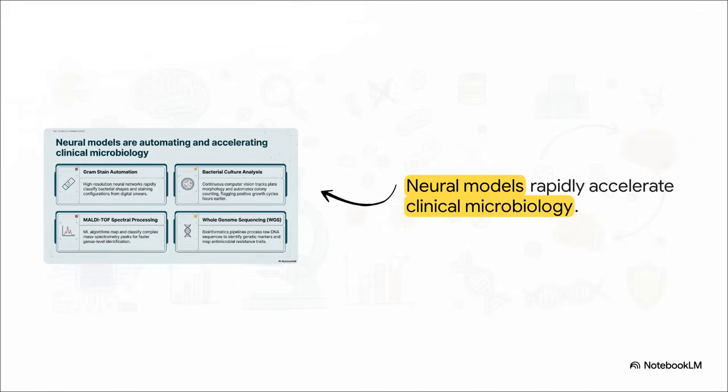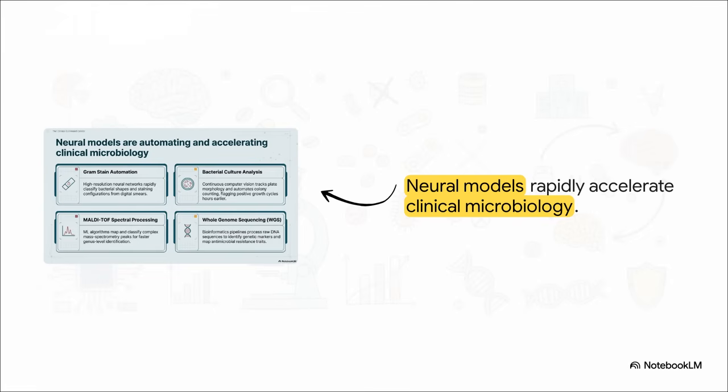I mean, we are literally seeing high-resolution neural networks automate gram stain analysis right now, rapidly classifying bacterial shapes from digital smears. We've got continuous computer vision tracking culture plates, flagging positive growth cycles hours, and sometimes even days earlier than human technicians ever could.